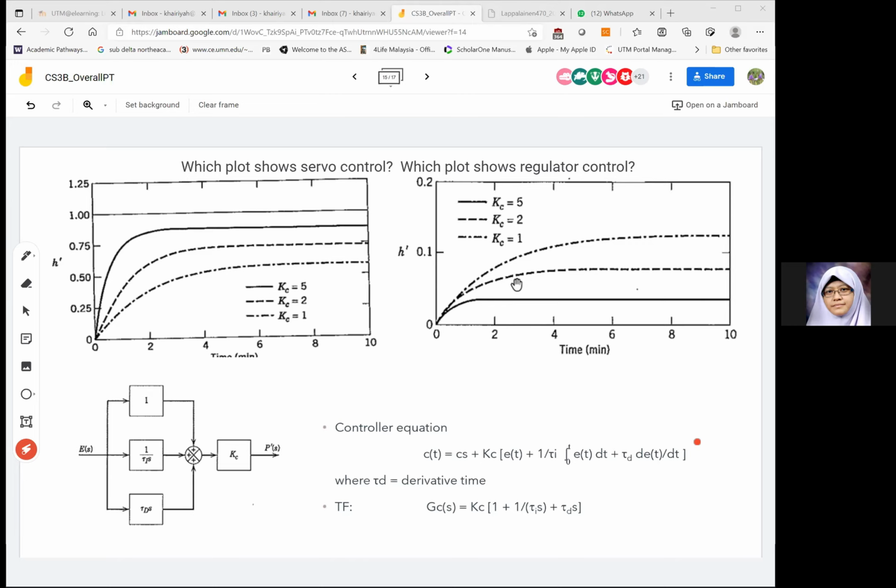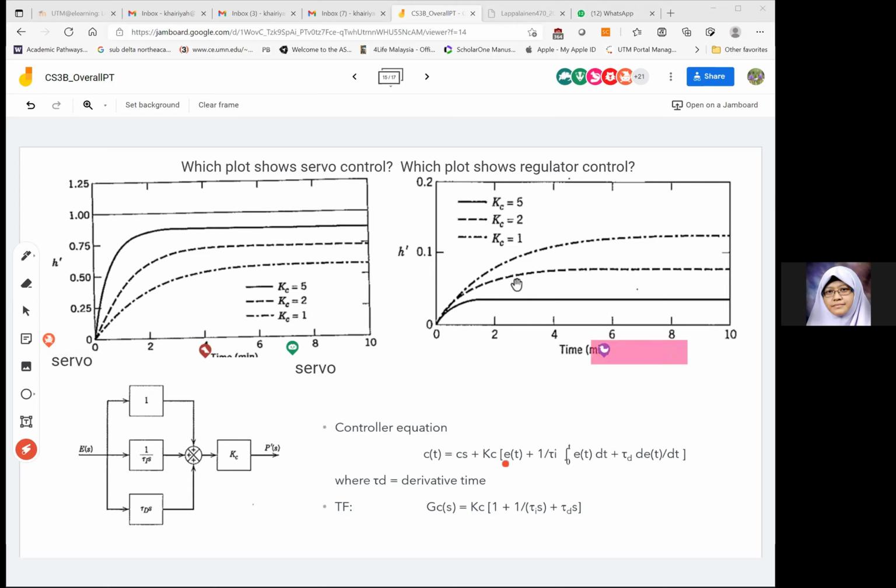Anybody? Make a guess, make a guess. The first one is servo. Second one? Regulatory. Anybody else? Thank you very much for your answer. Okay, most of you say that the first one is servo.